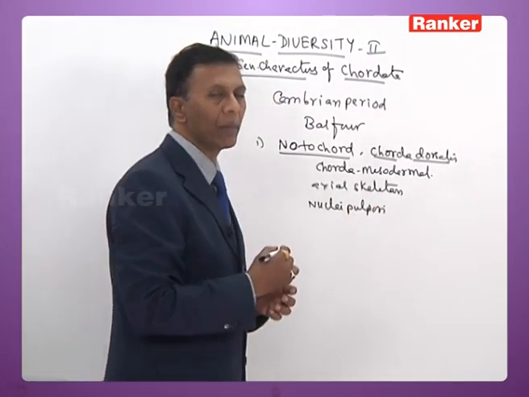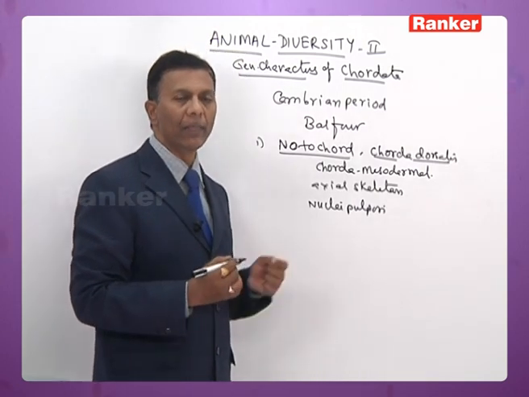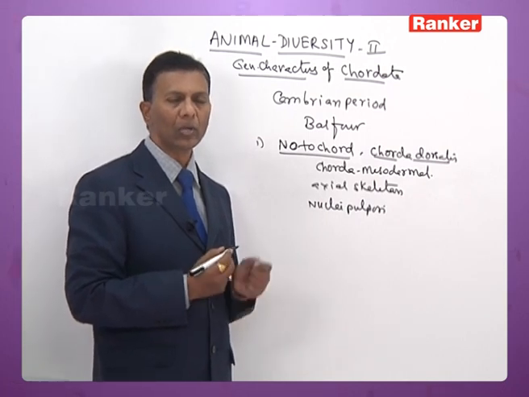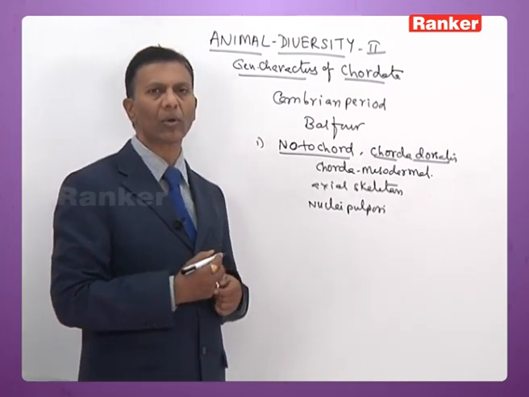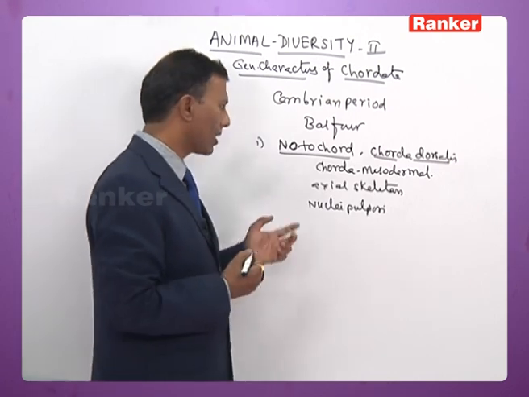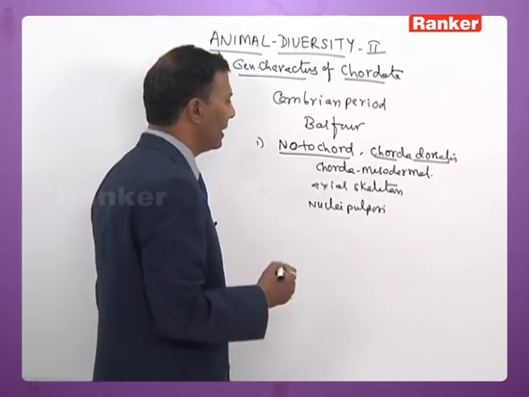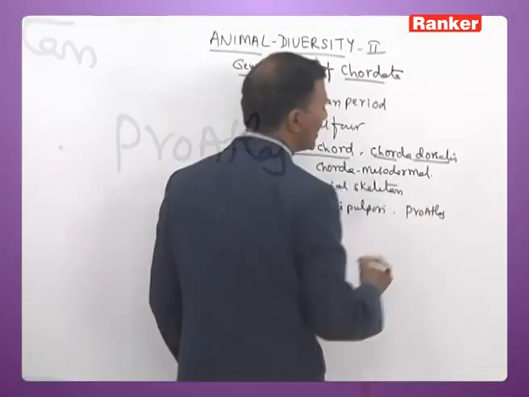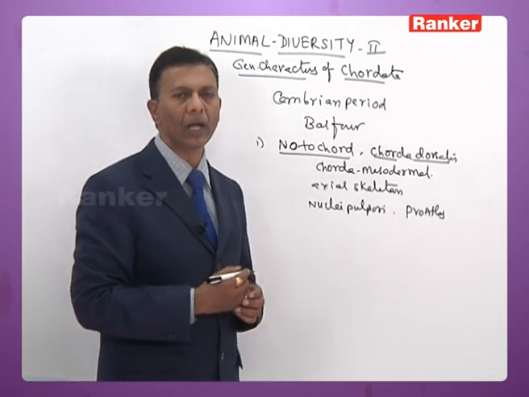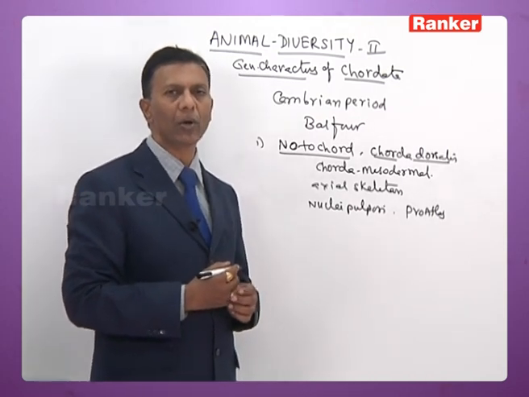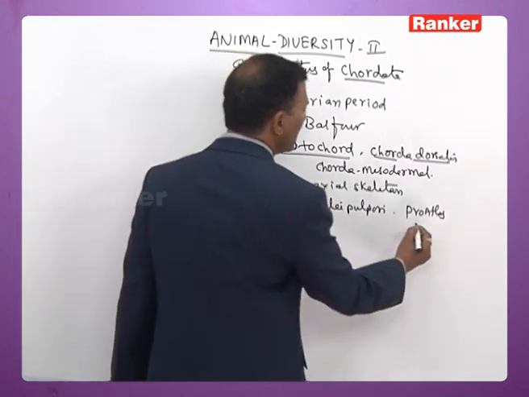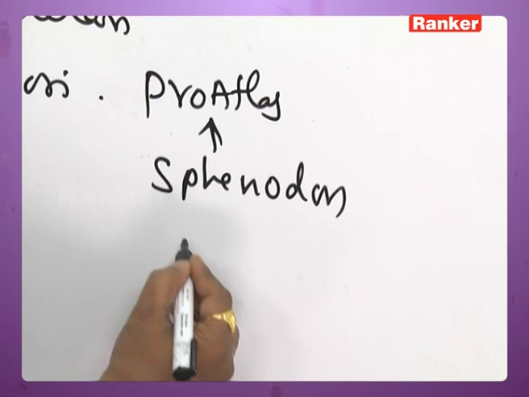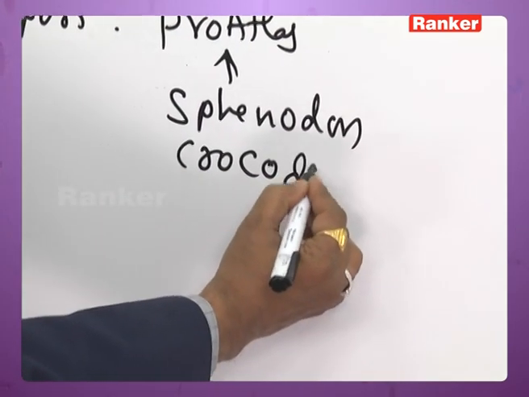The notochord has transformed into the vertebral column, but in mammals the leftover cells of the notochord are seen on the intervertebral discs. Those leftover cells, the residues of notochord present on the intervertebral discs, are called nuclei pulposi. In the same way, the proatlas is also supposed to be a remnant of notochord. Proatlas is present in a reptile called Sphenodon and another group of reptilia called crocodilia.